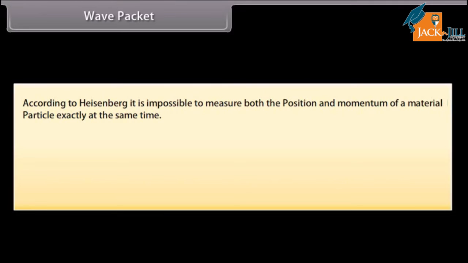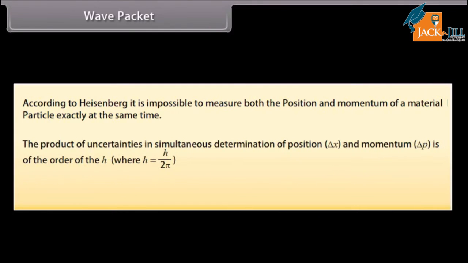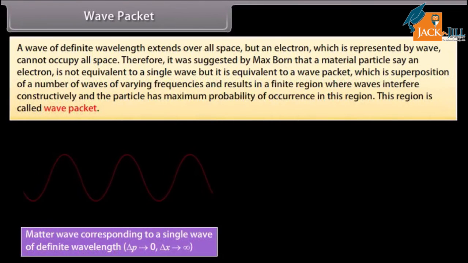Wave packet. According to Heisenberg, it is impossible to measure both the position and momentum of a material particle exactly at the same time. The product of uncertainties in simultaneous determination of position delta x and momentum delta p is of the order of h cap, where h cap is equal to h by 2 pi. Delta x into delta p is approximately h cap. A wave of definite wavelength extends over all space, but an electron, which is represented by a wave, cannot occupy all space.